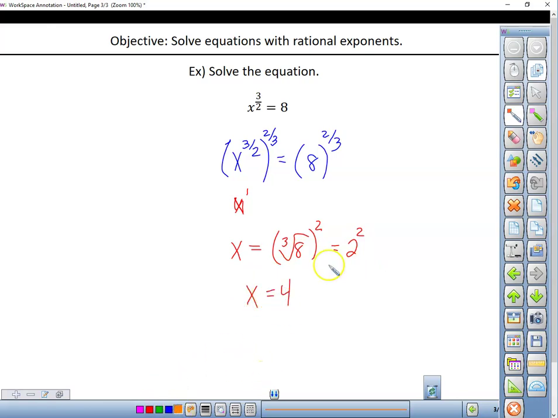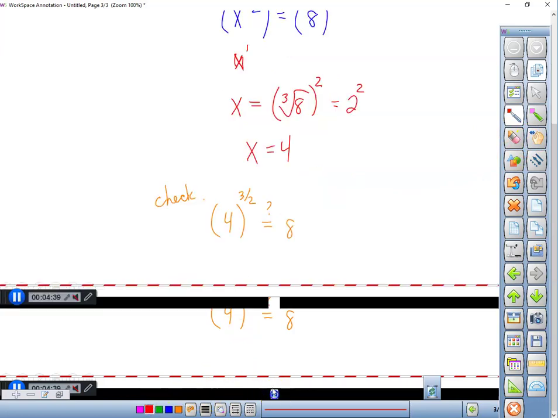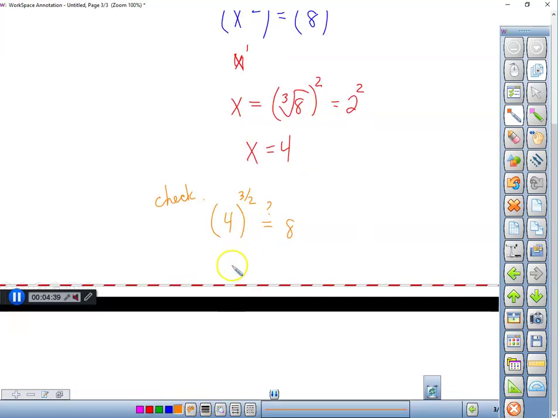So then checking this one, I'm looking at 4 to the 3/2 power, is that equal to 8? So again, I can rewrite this as a root. This would be the square root of 4 cubed. Or I can change 4 to a power, which I'm going to show you that strategy. 4 would be 2 squared. So this would also be 2 squared to the 3/2 power.